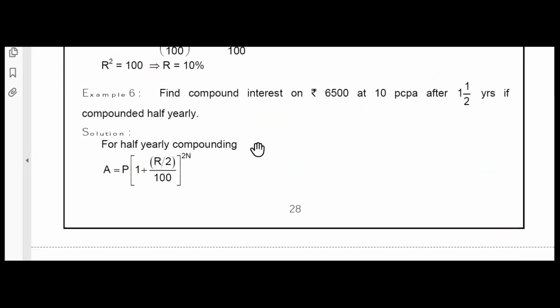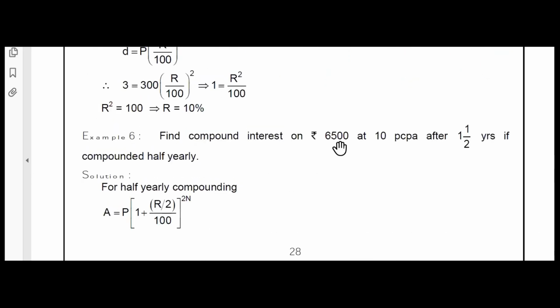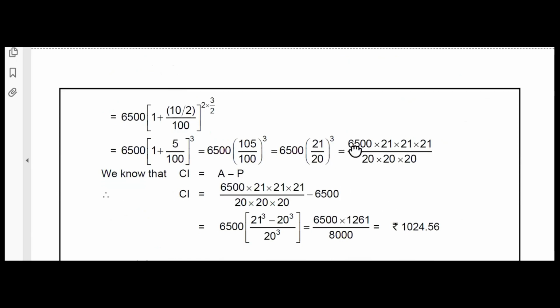Similarly in example 6, find compound interest on 6,500, means 6,500 is your principal, at 10% per annum. That 10% per annum is your rate, after 1.5 years if compounded half yearly. When we say half yearly, the compound interest formula, A is equal to P times 1 plus R upon 100 whole to the power of n, gets changed. Here we divide the rate by 2 and multiply the time by 2. This is for half yearly compounding. Just substitute the values as given here and you will get the answer.